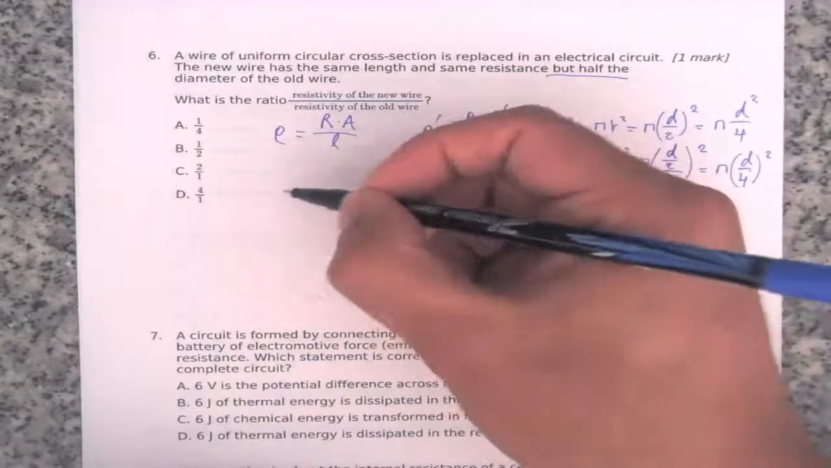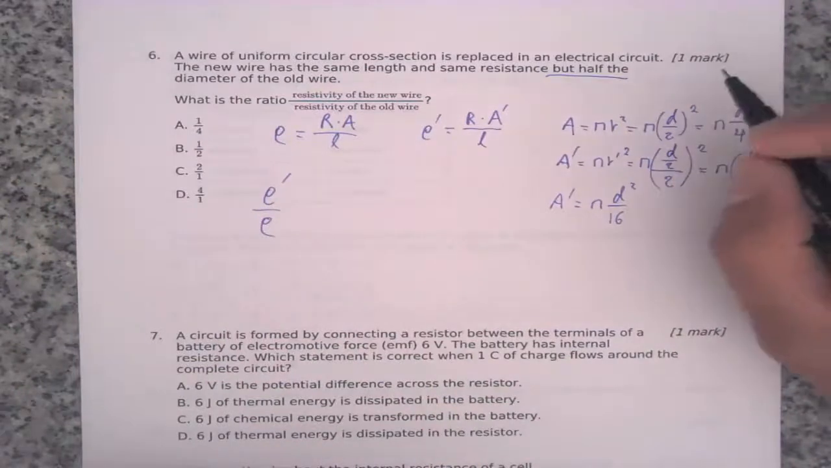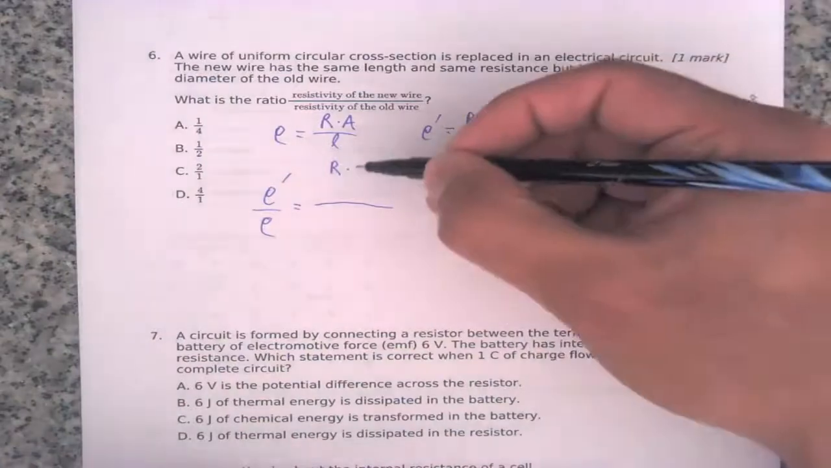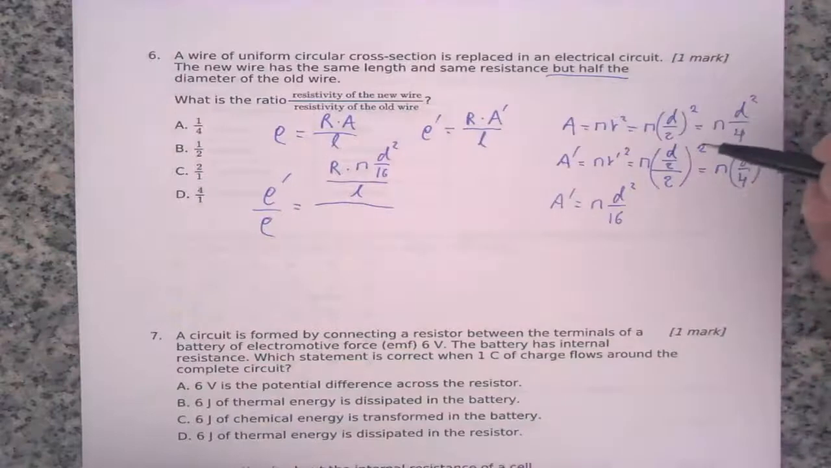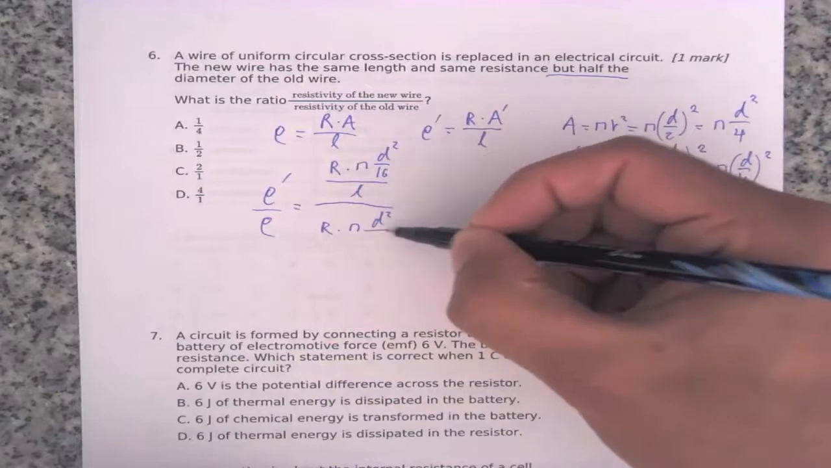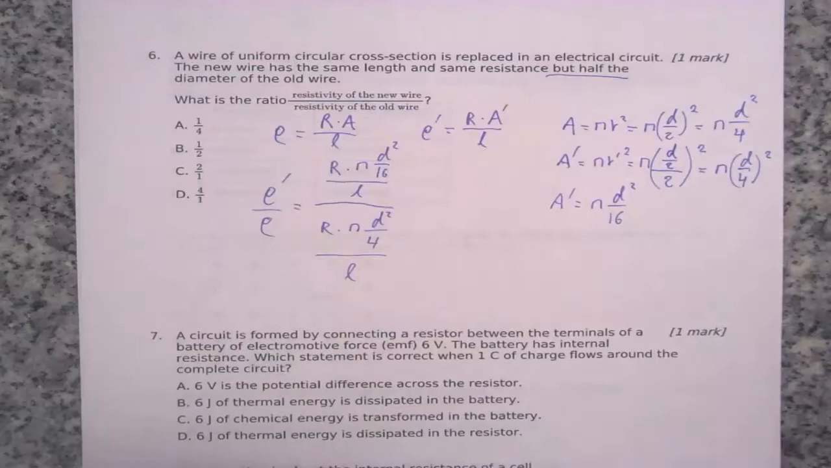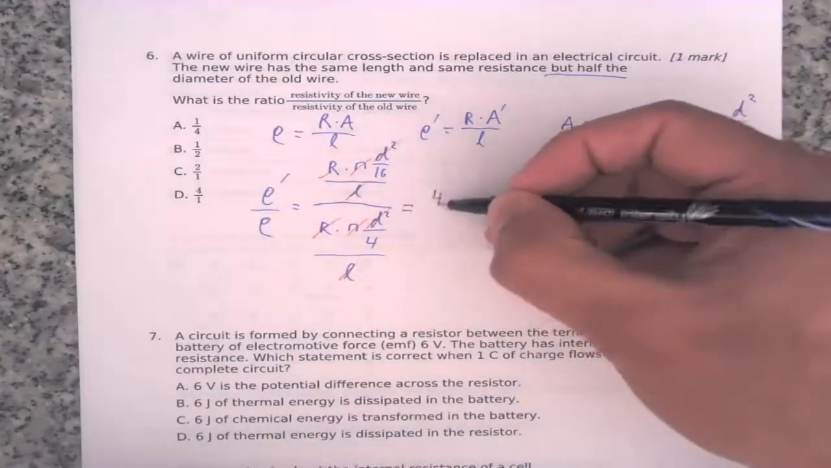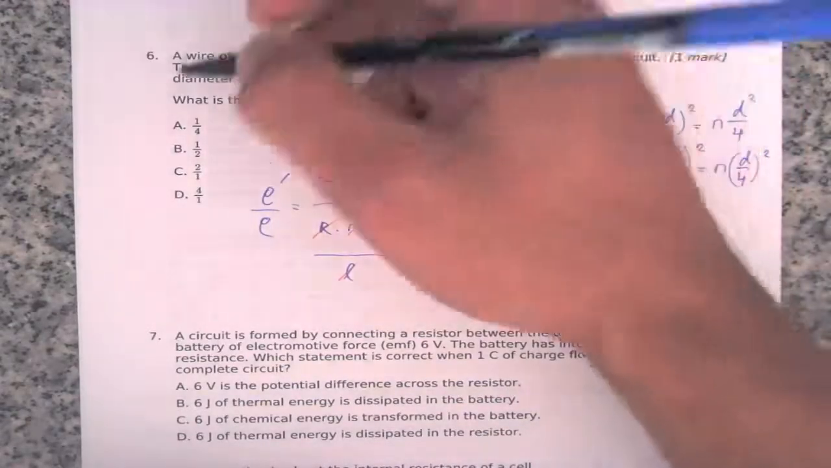And now if you take the ratio between the new wire and the old wire resistivity, for the new one you have R times pi d squared over 16 divided by L, and for the old one you have R times pi d squared over 4 divided by L. And from here you see that all of these cancel out and you end up with a ratio of 4 over 16. So this one is 1 over 4. So the correct answer here is A.